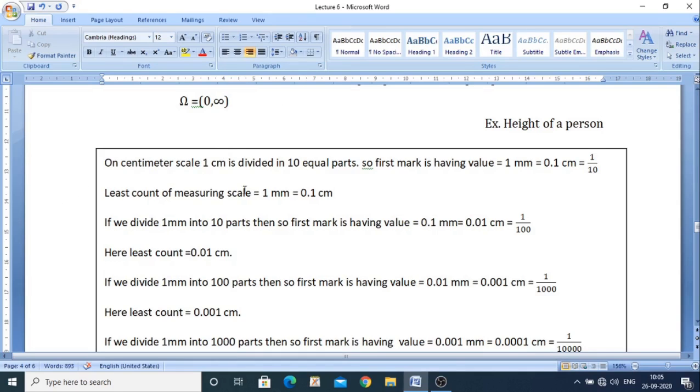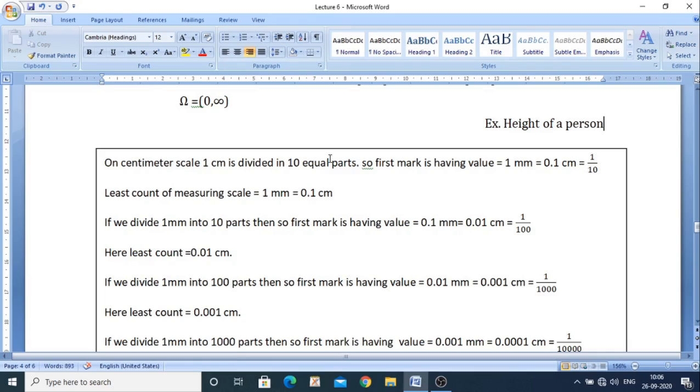Now each 1 centimeter is divided into 10 parts, and that one part we call 1 millimeter. So 1 centimeter is divided into 10 equal parts. The first mark has the value 1 millimeter, or since it is divided into 10 parts, 1 upon 10, that means 0.1 centimeter. Naturally, the smallest measure we can make with that instrument is 1 millimeter or 0.1 centimeter. That is called the least count. All of you have learned in 9th what is meant by least count. So least count is the smallest measure we can make with the help of that instrument.